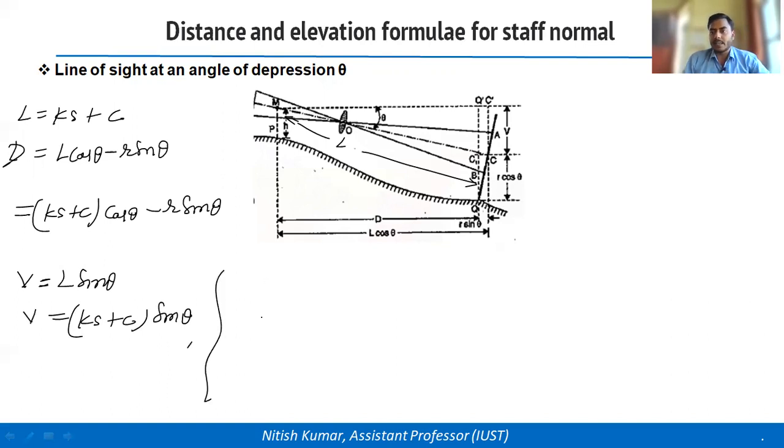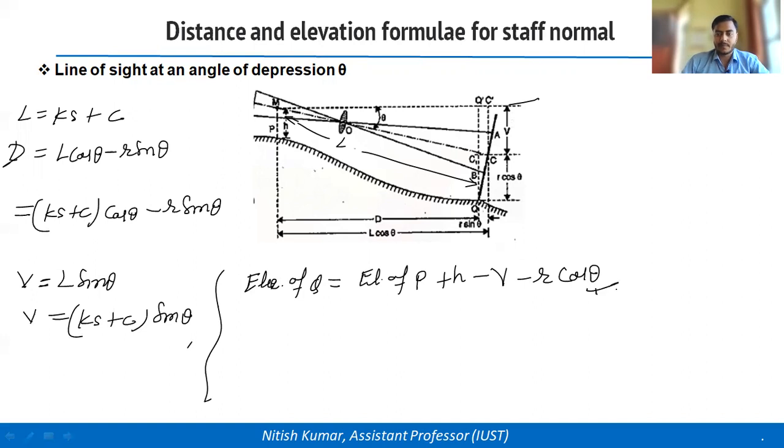Now in this case, we can calculate the elevation of Q. So the elevation of Q is equal to the elevation of P plus H. Now we got the elevation of C dash by writing elevation of P plus H. So we will deduct V, and by deducting R cos theta again, we will get the elevation of Q. So this is the formula you can apply by calculating the horizontal distance and vertical distance between two points, between the instrument station and the staff station.